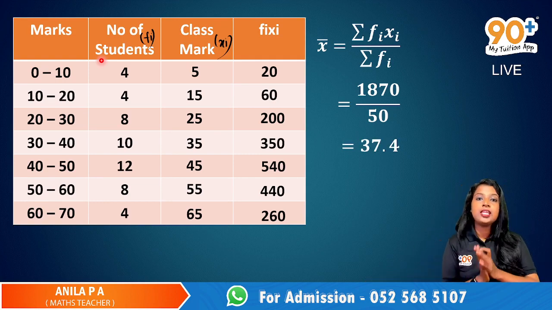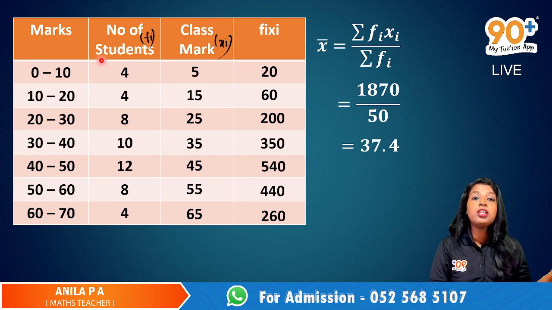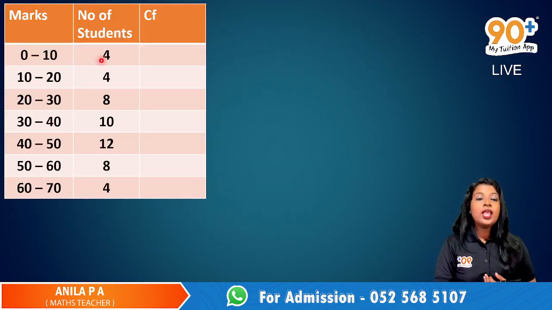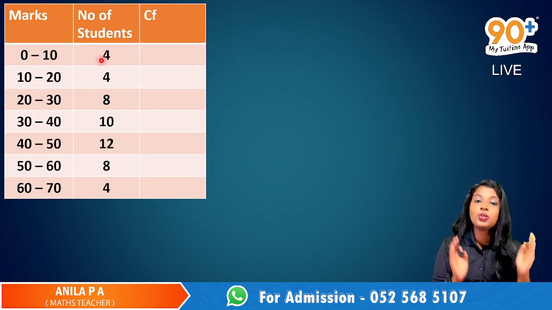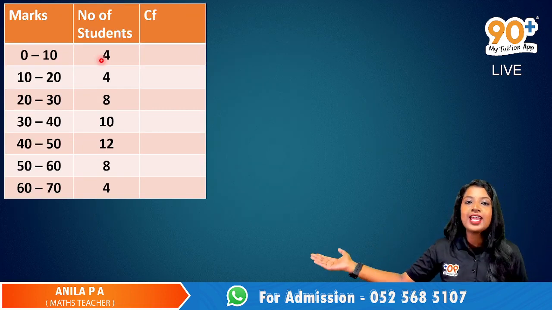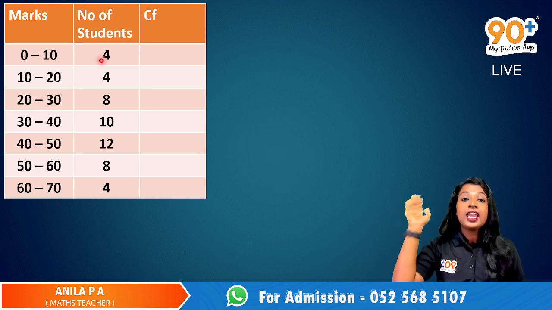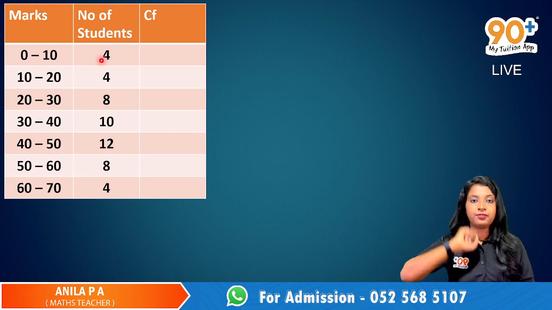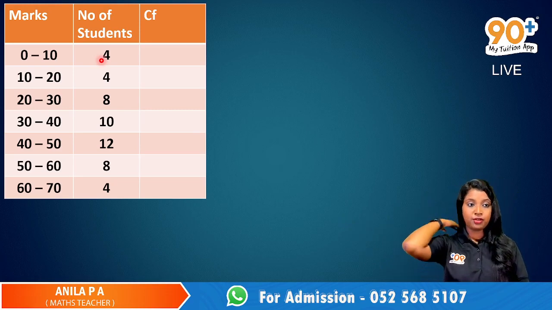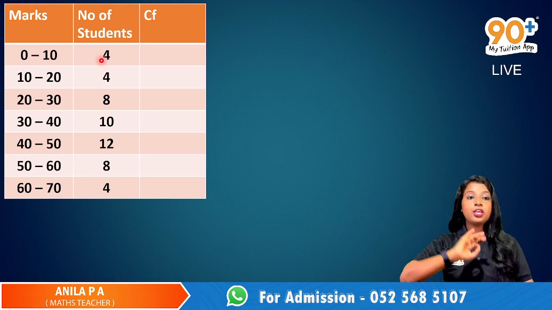We got the mean. Now what is the next question? We need to find the median. So this was the question. To find the median, we need another column. Which is that column? Here it is not fi xi. Here it is not the class mark. Here it is the cumulative frequency, or the CF. In short form, we write it as CF.